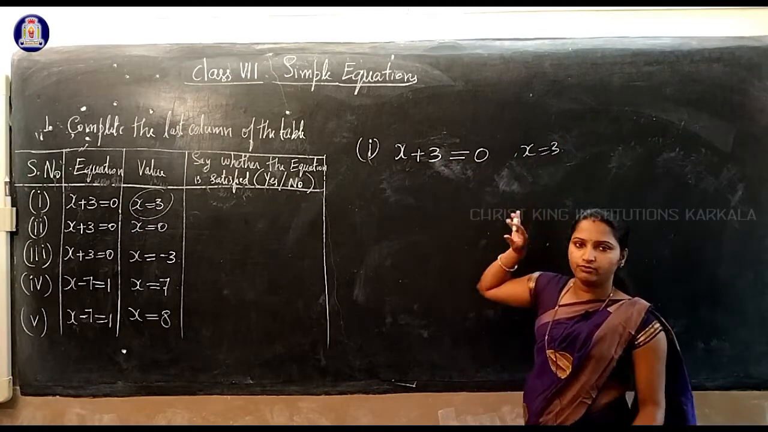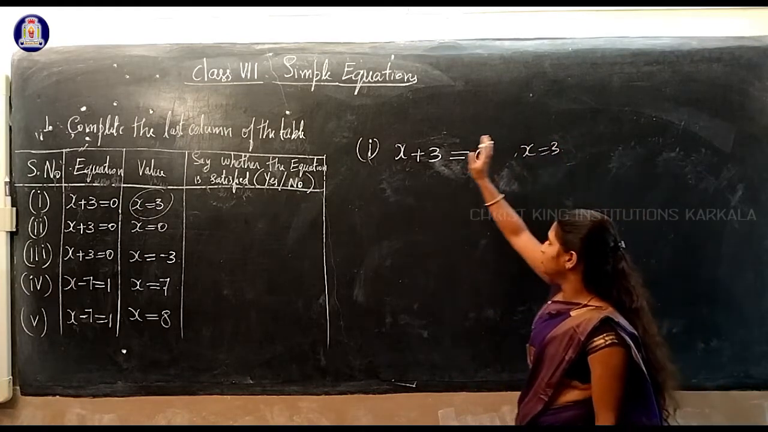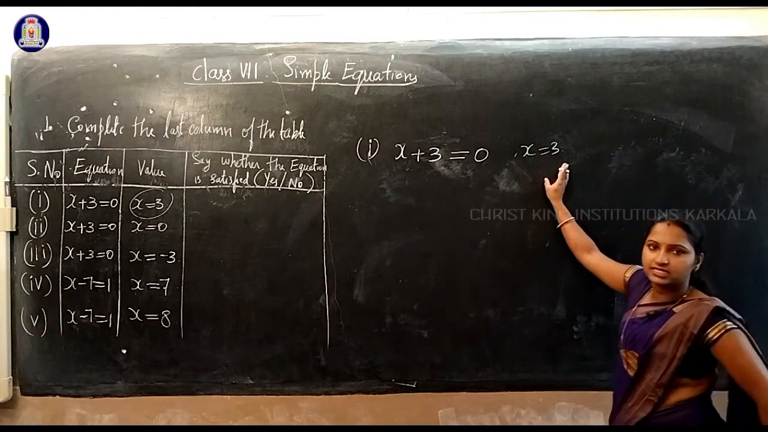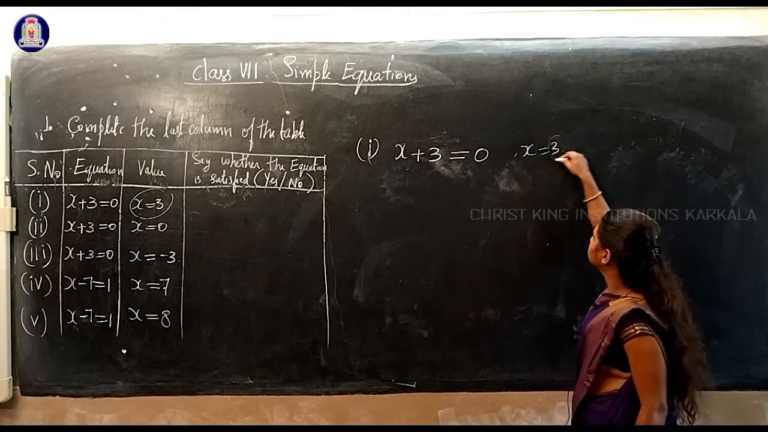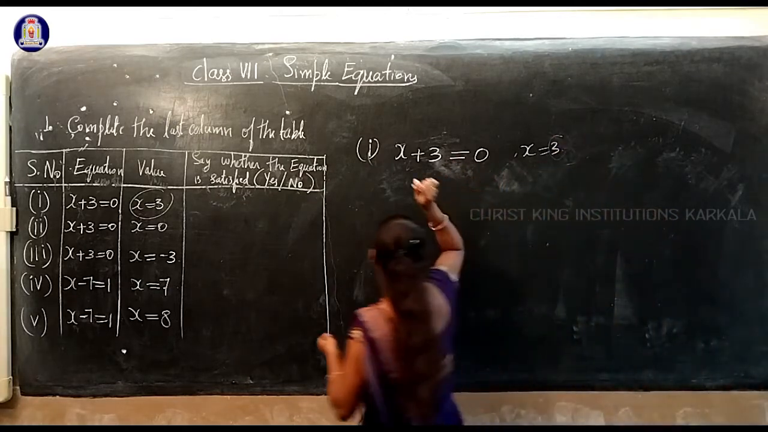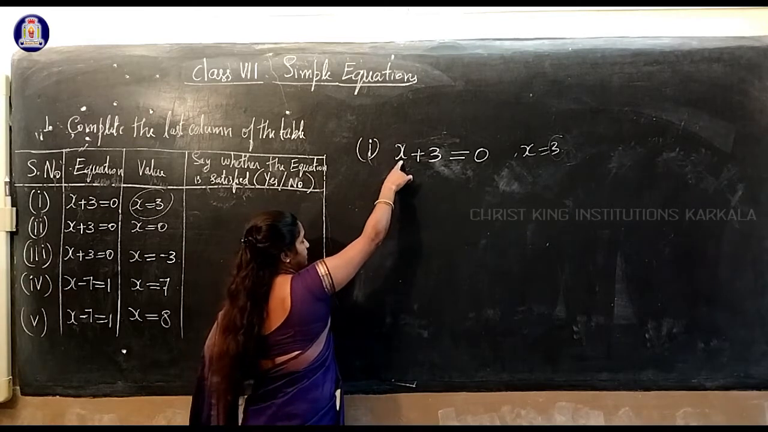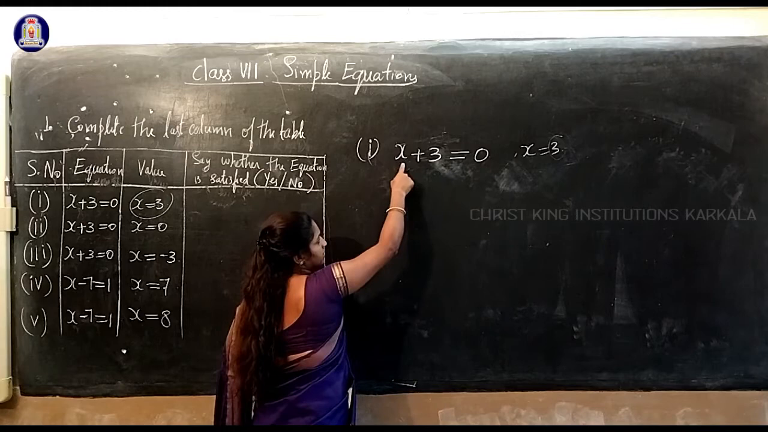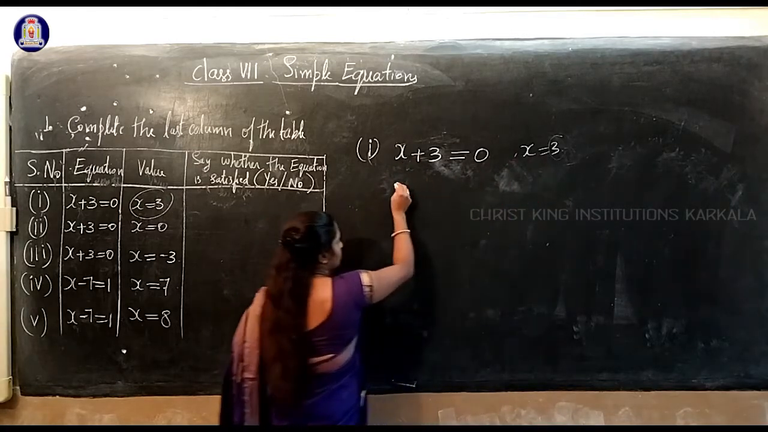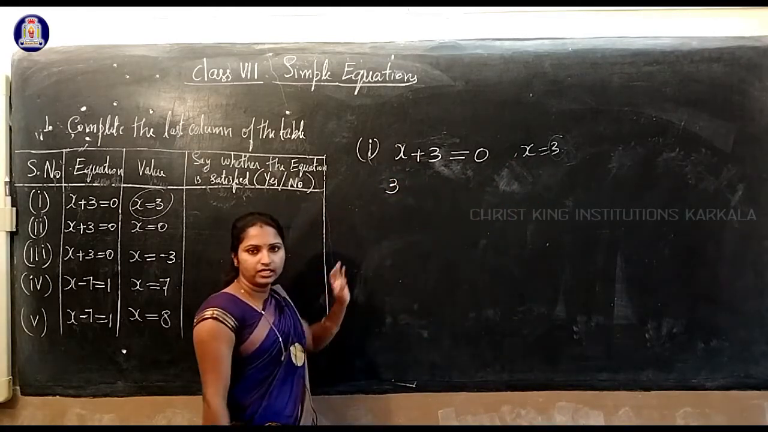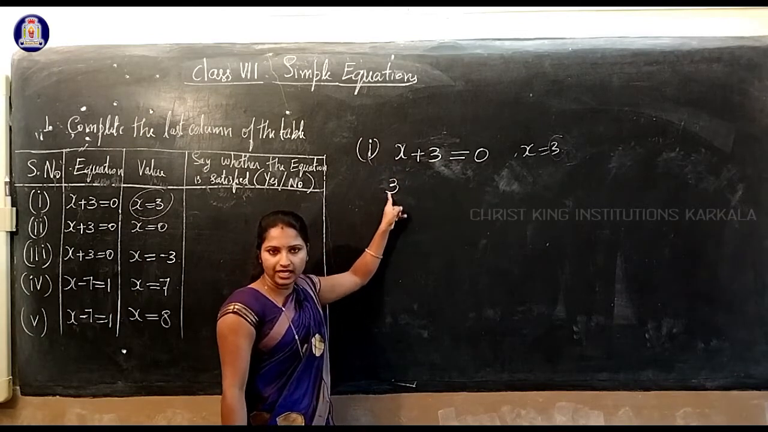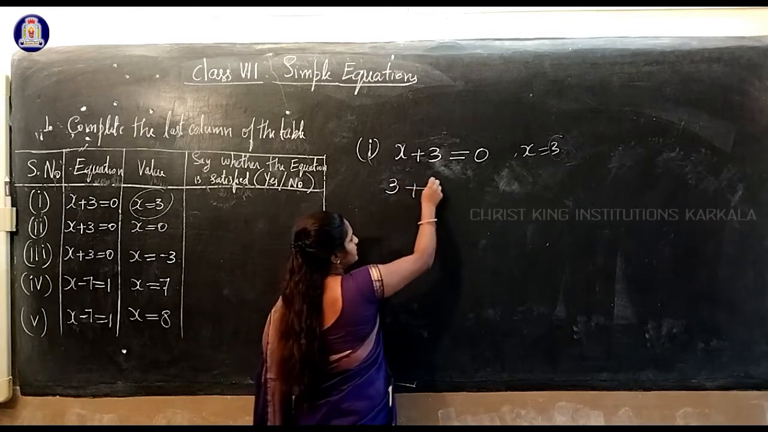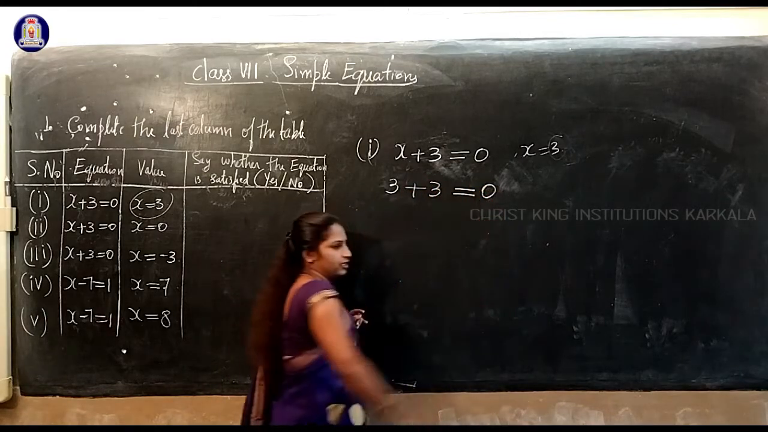So what do we have to do? We have to substitute the x value in place of x. You must write the x value. What is the x value? The x value here is 3. In the equation, x is a variable, right? So in place of x, the value of x is 3. You must substitute the value in place of x. So 3 plus 3 is equal to 0.